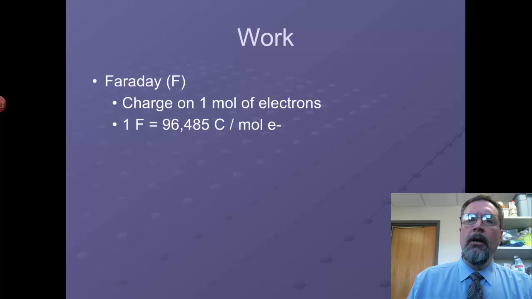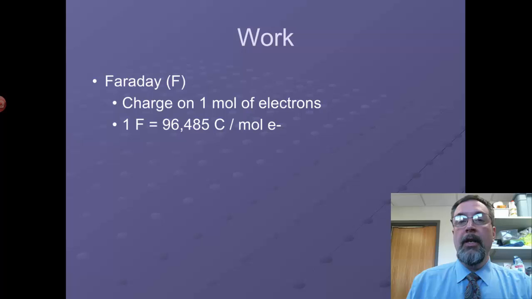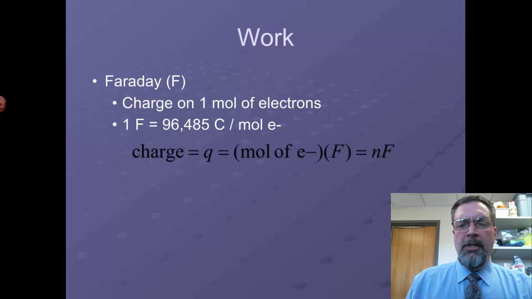A Faraday is defined as the charge on 1 mole of electrons, and it's a constant. It's 96,485 coulombs per mole. So charge on electrons is measured in coulombs, and 1 mole of electrons has quite a few coulombs, 96,485. That's Faraday. So charge, Q, is equal to the moles of electrons, the number of moles you have, times the Faraday, which is the charge on 1 mole. So the overall charge in your cell, in your system, is going to be equal to the number of moles of electrons transferred times the Faraday.